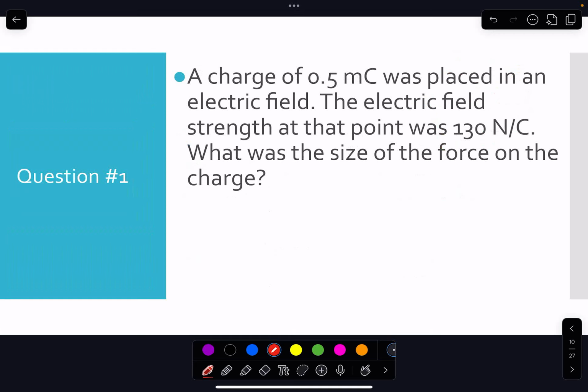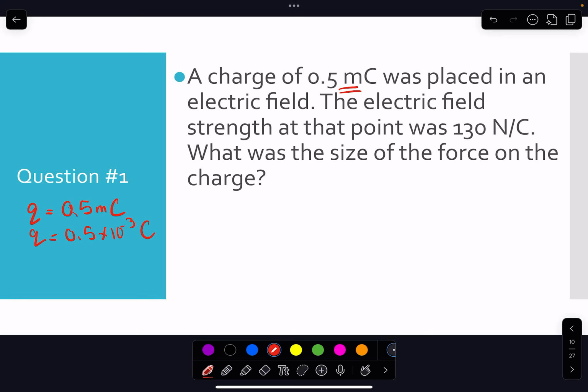So in this case, I'm given a charge was placed in a field. So that tells me that that is my test charge, and that's going to be 0.5 millicoulombs. Now, we can't deal with millis, so we need to do our metric conversions. If you saw my metric conversions in the physics resource folder, you could take a look there. But okay, that is a 10 to the negative 3. So instead of being 0.5 millicoulombs, it's going to be 0.5 times 10 to the negative 3 coulombs. Okay, so that is my charge.